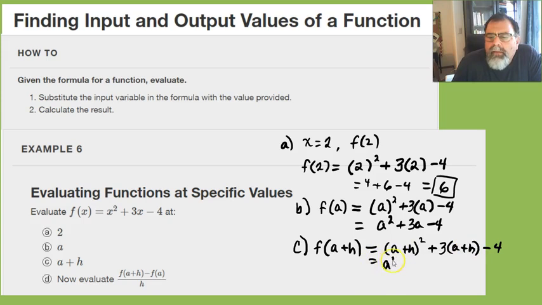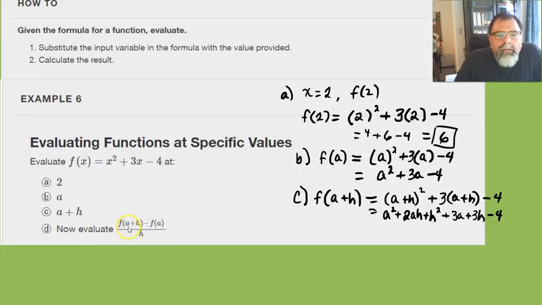So we get a squared plus, using the square of a binomial formula, a squared plus 2ah plus h squared. Distribute the 3. So 3a plus 3h minus 4. Okay, and then that's your answer. I don't think there are any like terms here. So there we go. And then now evaluate D.